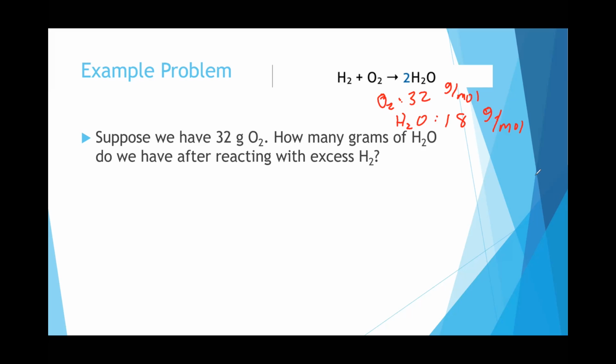Okay, I'll start with the first step to get you started. We have 32 grams of oxygen. We want moles of oxygen so we can convert from oxygen to water. So we use the molar mass: 32 grams of oxygen is 1 mole of oxygen. And we cancel out the grams of oxygen. So 32 divided by 32 is 1 mole of oxygen. So that's step 1. We converted grams to moles.